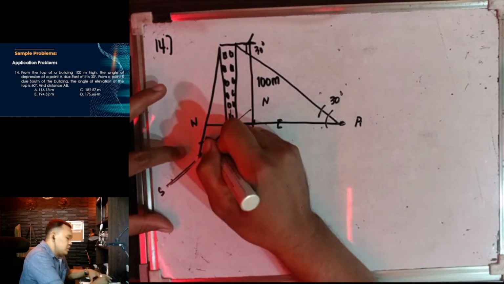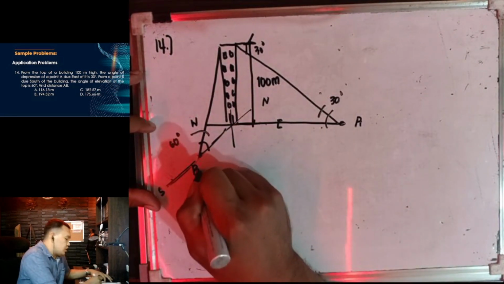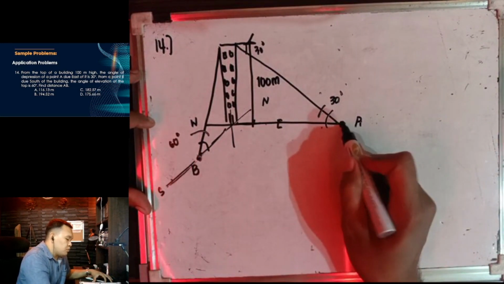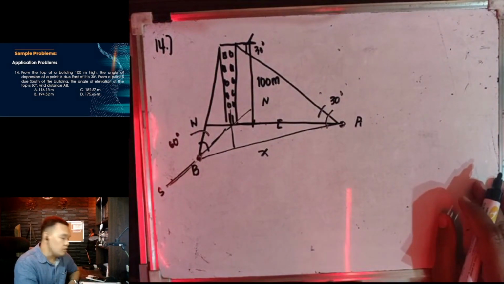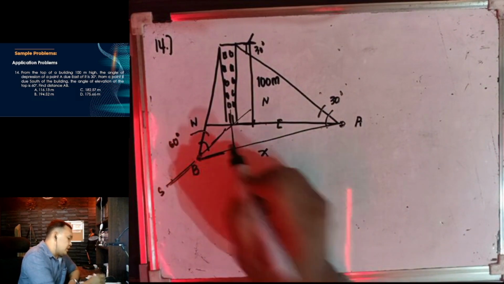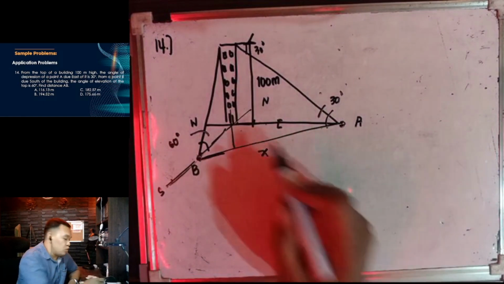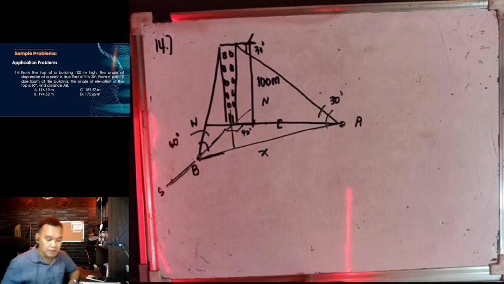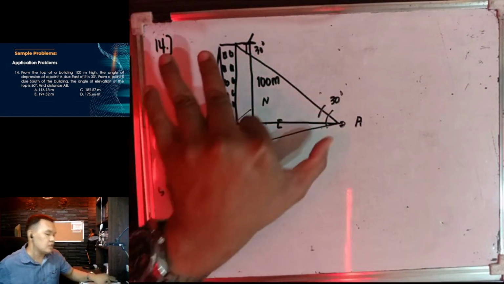Ito ay 60 degrees na angle of elevation, which is ito si point B. Then ang pinapahanap is yung distance ni point B into point A. Ito, si X. Okay? So ngayon, kailangan natin kumpitin yung mga hinahanap. So we all know na ang pinag-usapan natin ay east tsaka south, so malamang itong angle dito is 90 degrees. Tama? Okay.